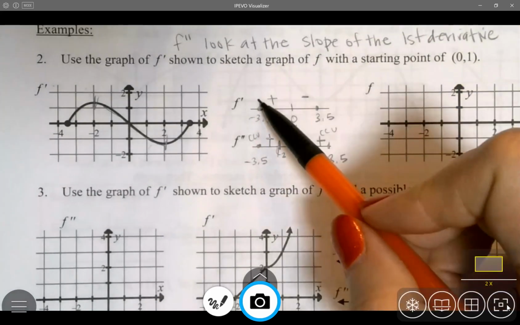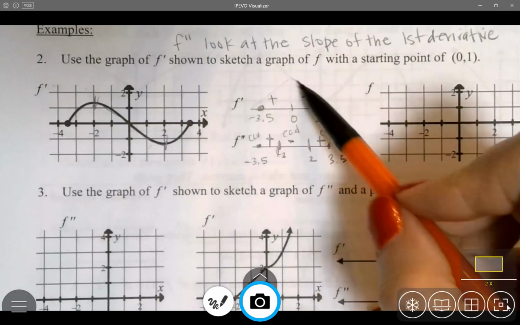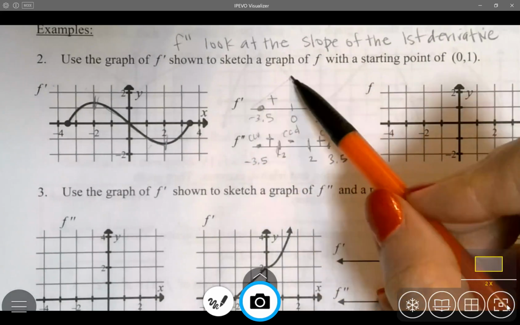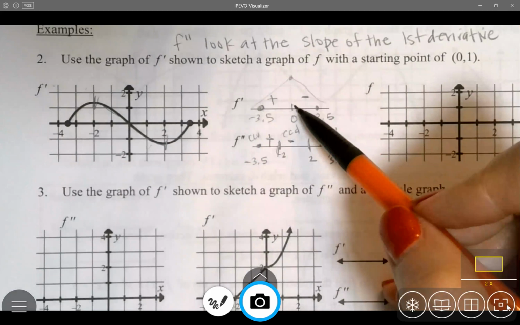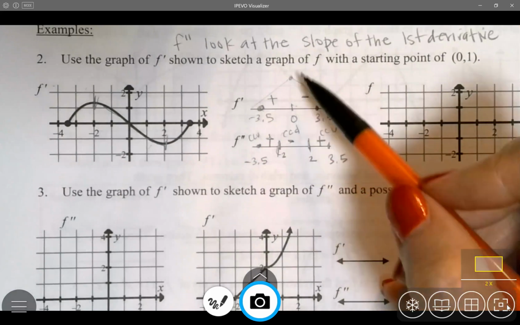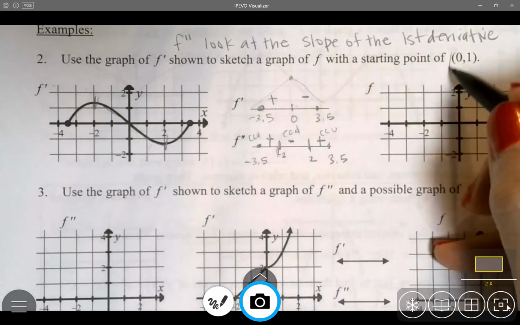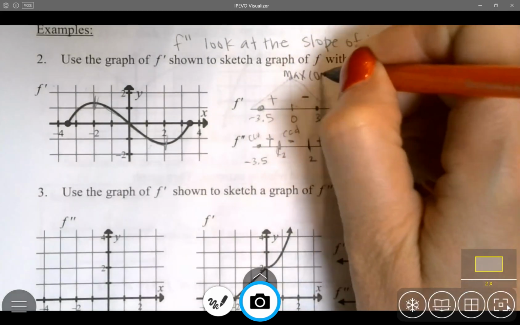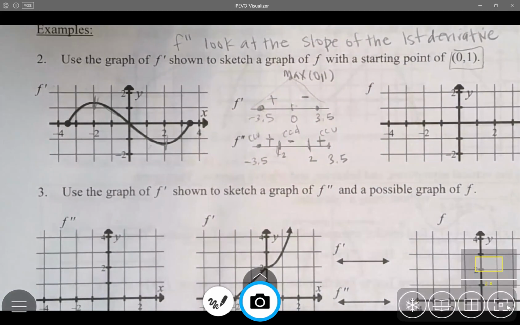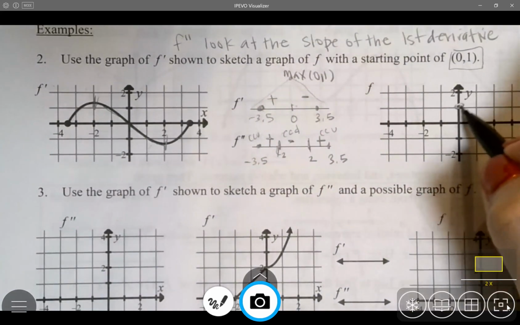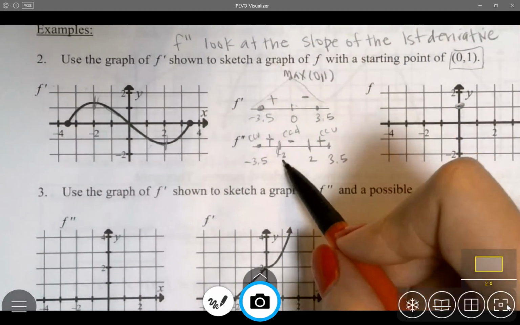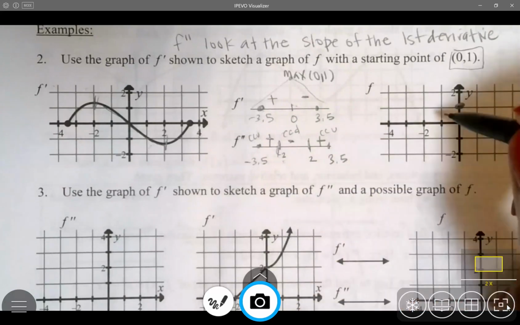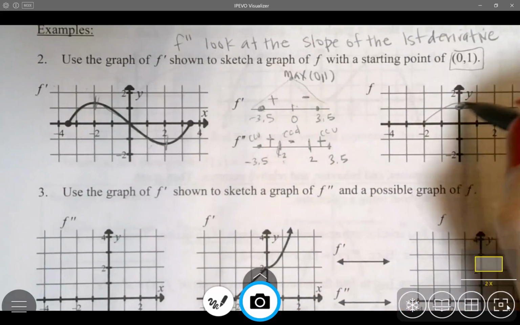I know that right here, this is increasing and then decreasing. So I'm going to have a max at 0. And I don't know what the y value of that maximum is, except it gave it to you right here. So I know that this max is (0, 1). Okay, so (0, 1) is going to be a maximum. And then I know at negative 2 and 2, it's concave down. So it's going to look like this.